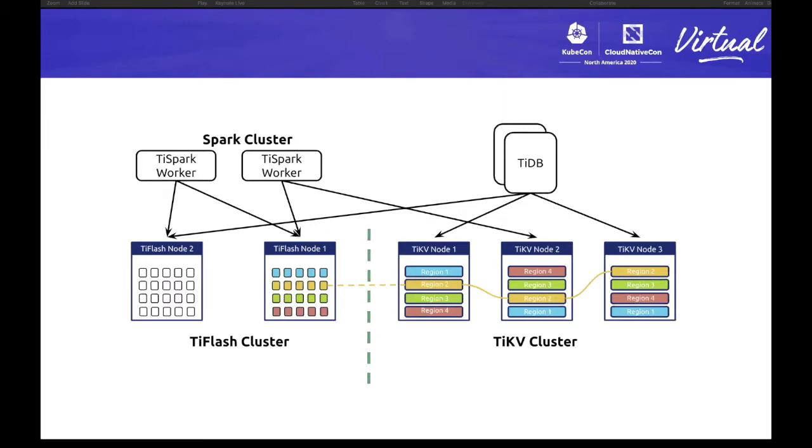What we add here is the latter part, which is a TiFlash cluster, and there are multiple nodes inside the TiFlash cluster. You can see that here we add a dashed line between the TiFlash nodes and TiKV nodes, which means that the data replication in TiKV will not be affected if one or more TiFlash nodes are down.